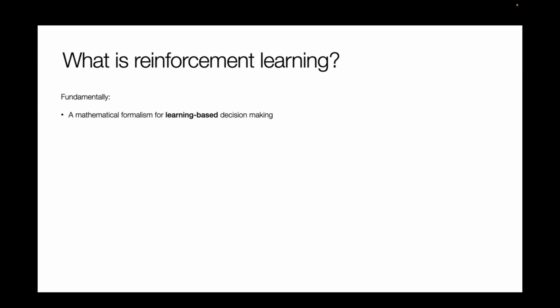Fundamentally, reinforcement learning can be seen as a mathematical formalism for learning-based decision-making. In particular, it is an approach for learning-based decision-making where we try to learn from experience, whereby success is essentially measured by a reward metric, which signifies how good or how bad a specific action was in a specific state.